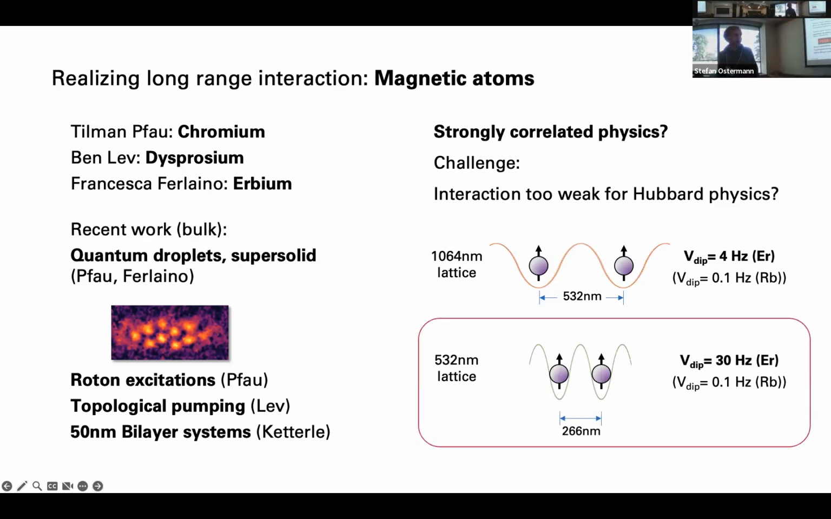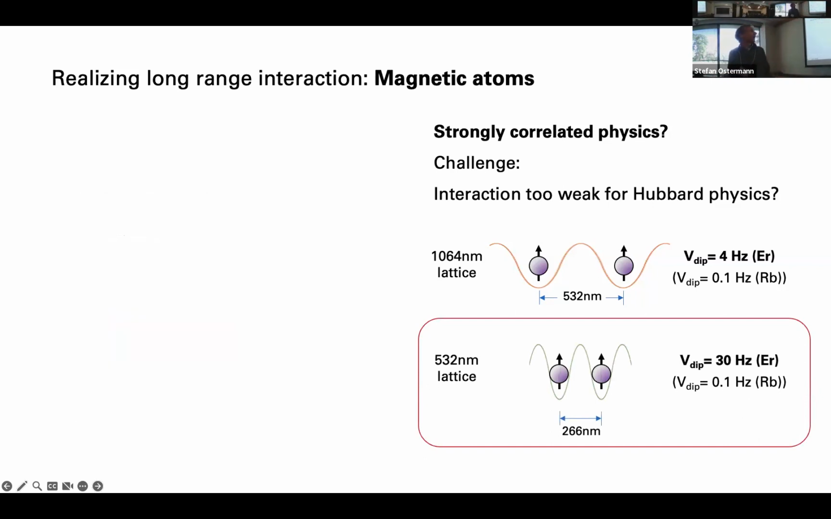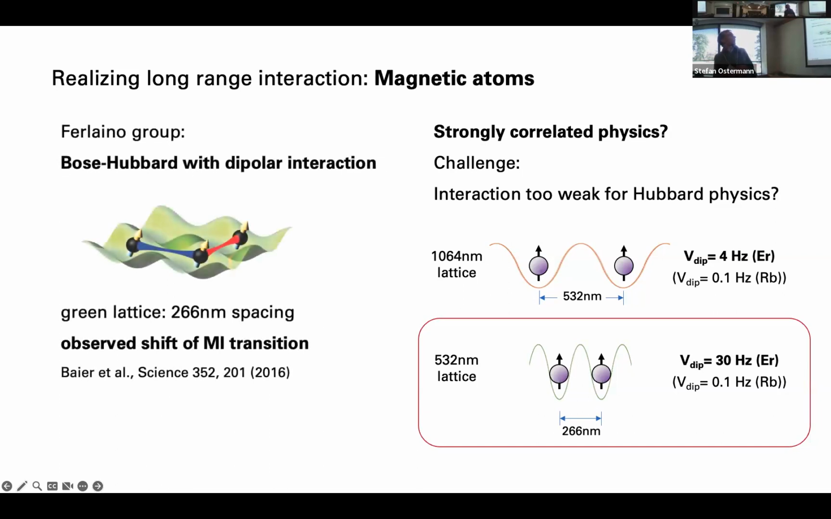And in fact, Francesca Ferlaino was, of course, realizing that and did some very nice experiments where she created a Hubbard model in 2D systems or a couple of 2D systems, where you do have this nearest neighbor interaction. And in 2016, she already saw very nicely that you get a shift in your Mott insulator transition first. So it's possible to introduce this term in the Hamiltonian.